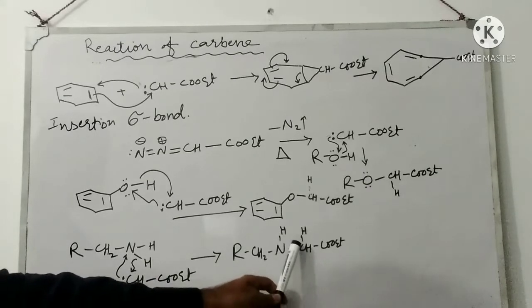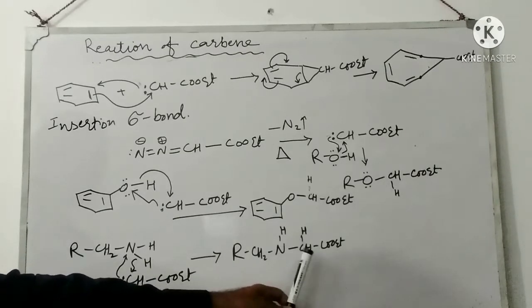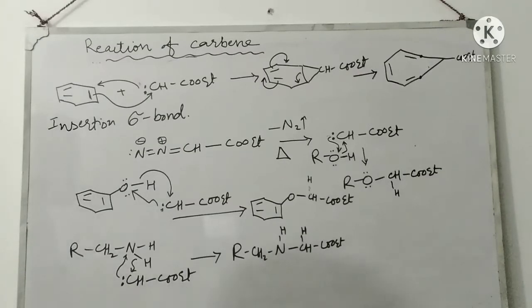Basically it inserts into the N-H bond, and this carbon makes a new bond with the nitrogen. So these are the details of the insertion reaction of the carbene in sigma bonds.